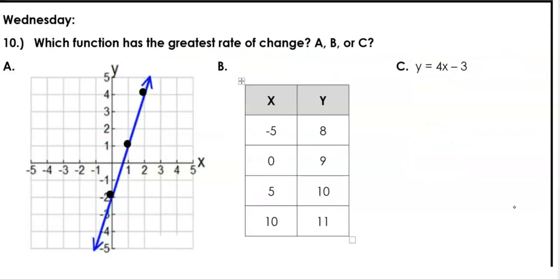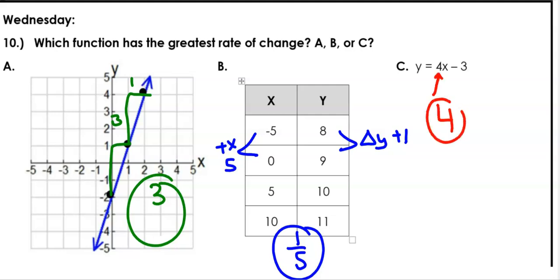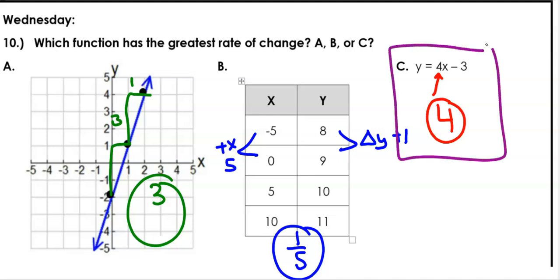This next section asks you which one has the greatest rate of change. Function A, which has a rate of change of 3 over 1, also known as just 3. Function B has a change in y of 1 and a change in x of 5, so its rate of change is 1/5. And then the last one, the rate of change is the coefficient of x, which has a rate of change of 4. That means C is the winner.